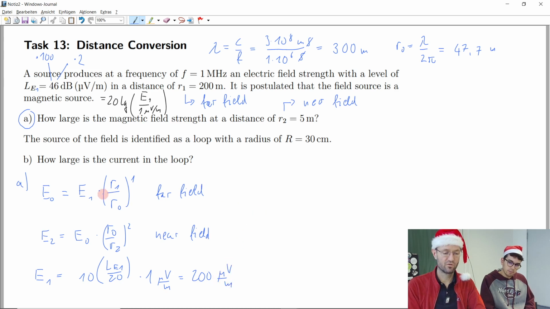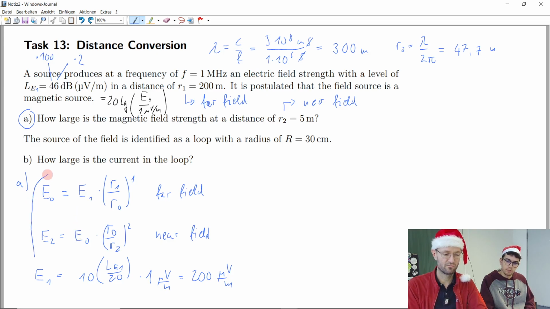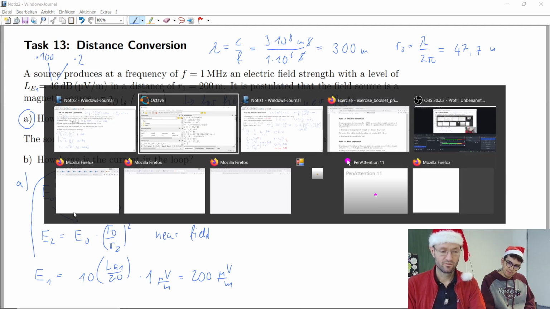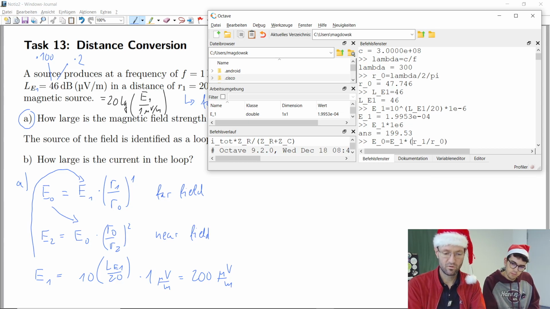And so now we can, of course, take this and insert it over there. So this is what we will insert there, and then we will take this and insert it there. So the next step is to calculate E0. E0 is E1 multiplied with R1 divided by R0, and this to the power of 2. No, just to the power of 1, because we are in the far field.